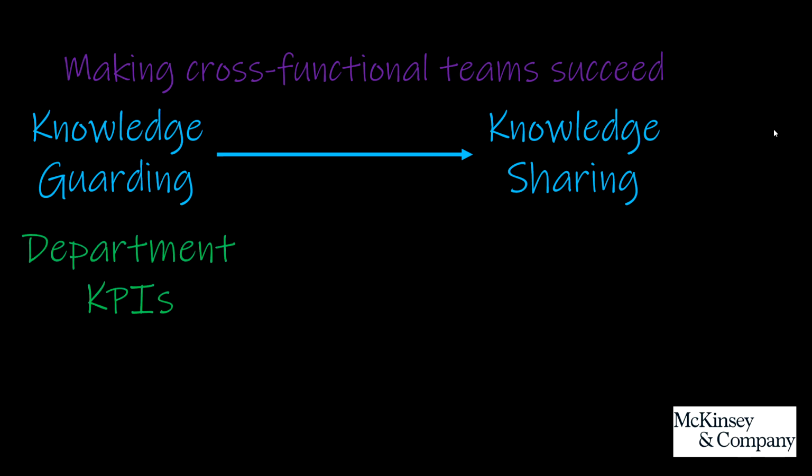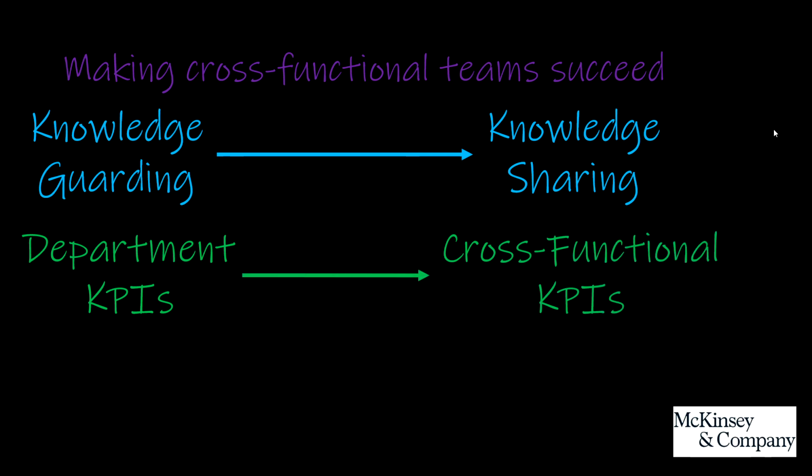Next, we need to look at department KPIs or key performance indicators. So we often have key performance indicators for accounting departments and operational departments and marketing departments and engineering departments and so on. But the members of our cross-functional teams cannot be concerned only with their own departments. So we need to put together key performance indicators for the cross-functional teams as well.